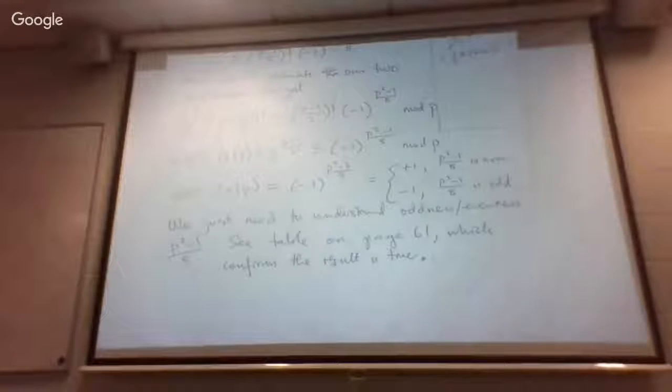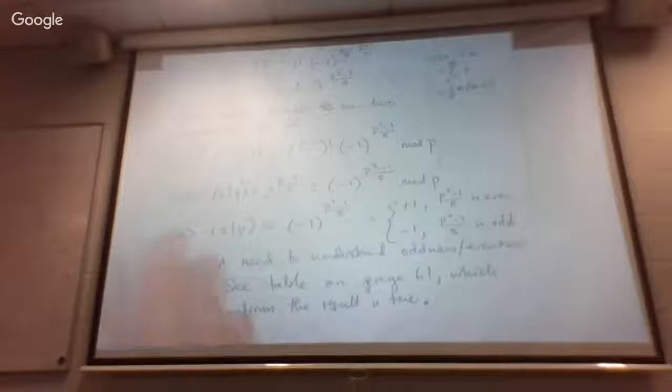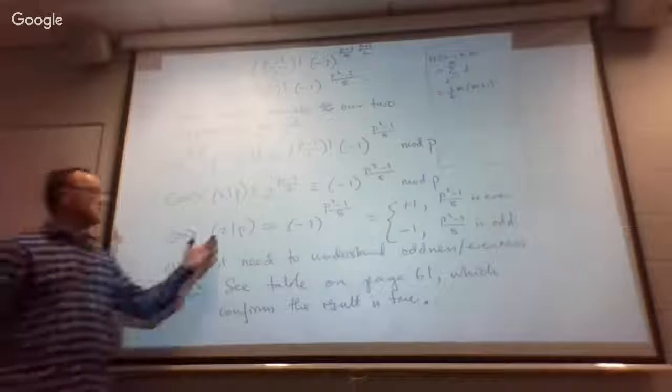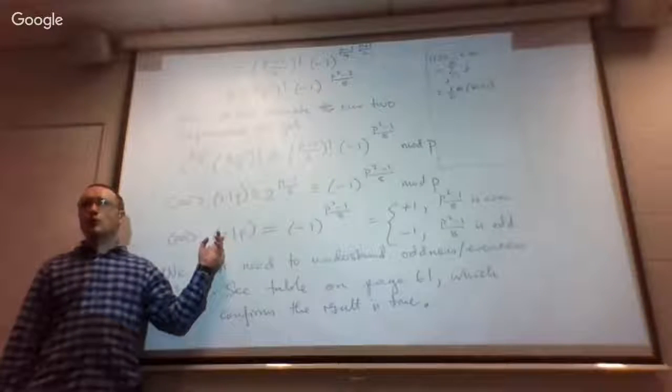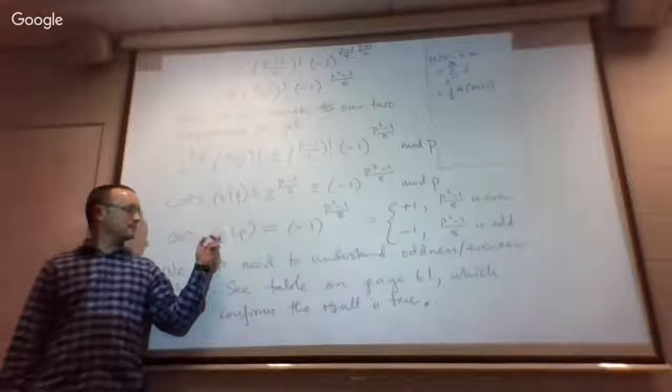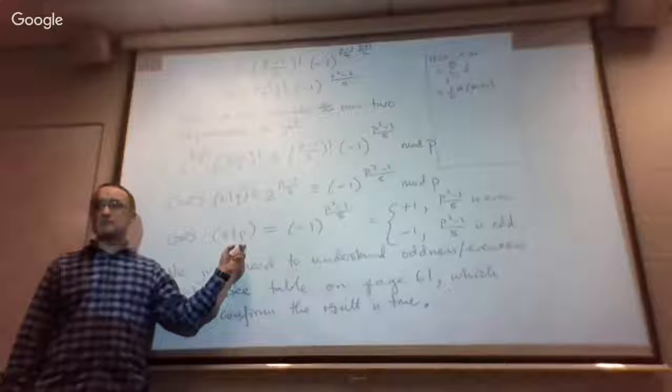So that's nice. Again, it's a nice application of Euler's criterion. Again, it's a full solution now to the problem of knowing the Legendre symbol for 2, modulo any prime.